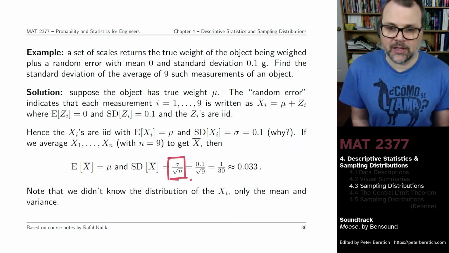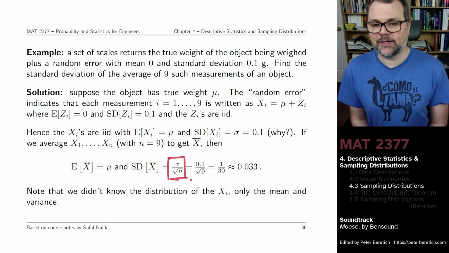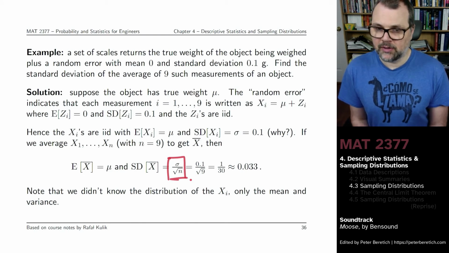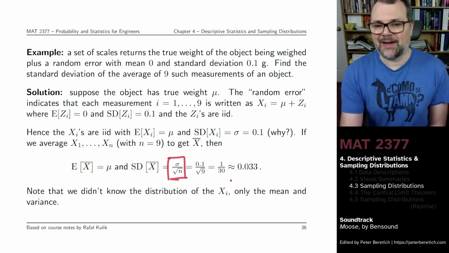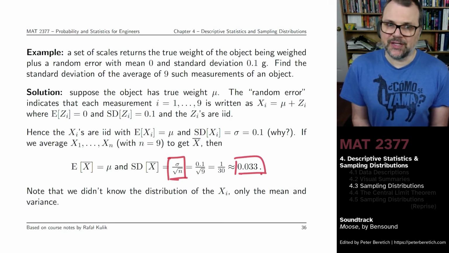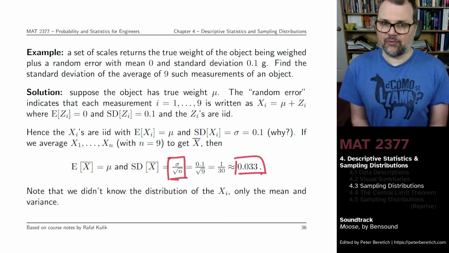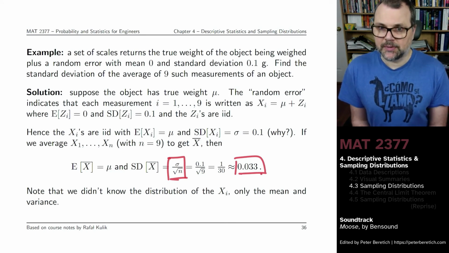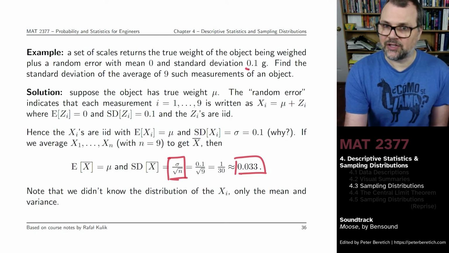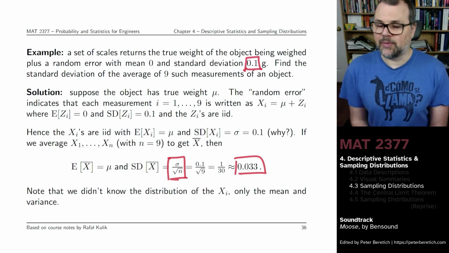We know what sigma is. It's 0.1 divided by the square root of 9. You're dividing by 3. So 0.1 divided by 3 is the same as 1 over 30, about 0.033. So we have found here the standard deviation of the average of 9 measurements. And you'll notice that it is smaller than the standard deviation of a single measurement.